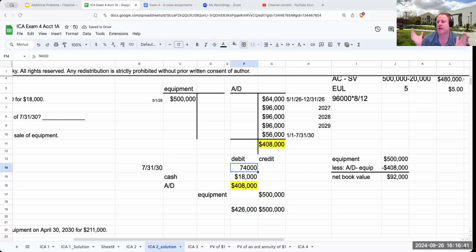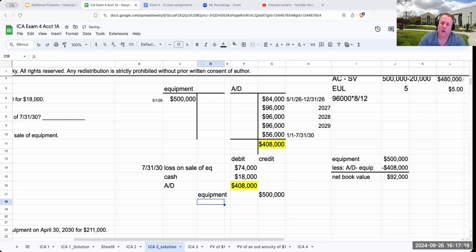Now, what exactly is this? You can kind of look at it like an expense, but in our case, this is really a loss on the sale of equipment. What's very important in terms of understanding this is why did I lose money? Well, it was on my books for 92. This is how much it was worth to me. I sold it for 18, which is less than the net book value. So therefore I lost money. So we have this as a loss.